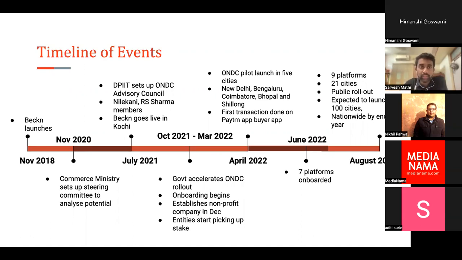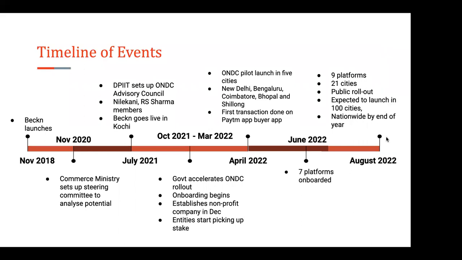In April this year, we saw ONDC launch as a pilot in 5 cities, and the first transaction was done when a customer ordered coriander using the Paytm app. And fast forward to now, as of this month, we have 9 platforms which have completed onboarding onto ONDC. It's currently available in 20 to 30 cities. And we are expecting a public rollout somewhere this month, and also for ONDC to launch in about 100 cities.